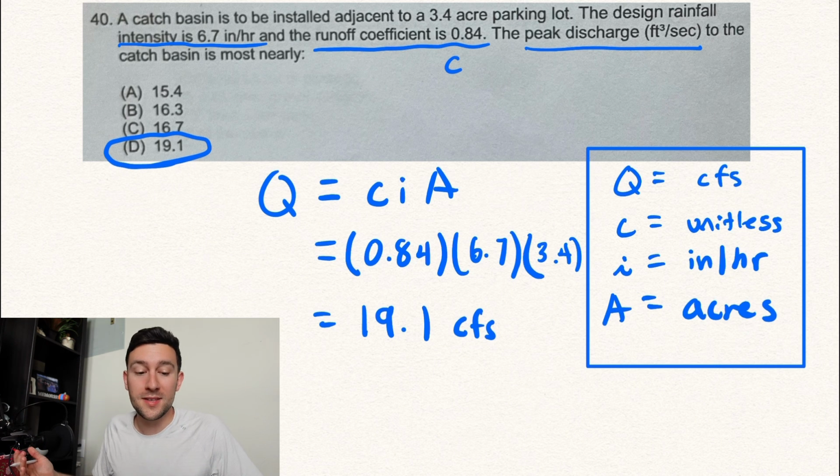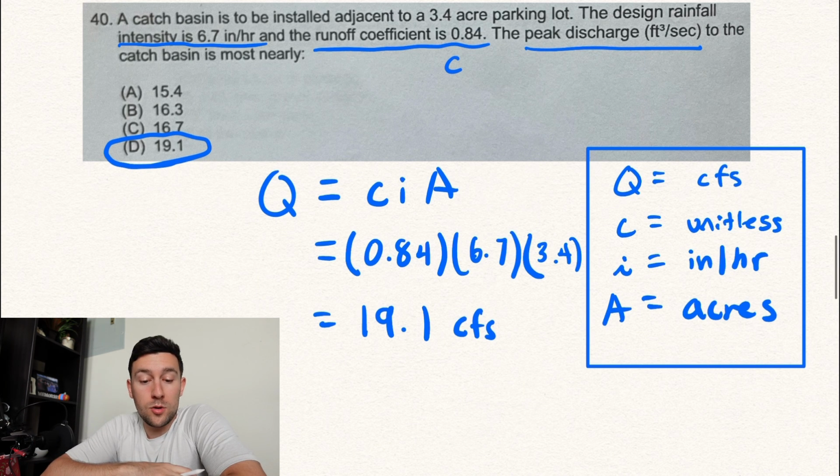Will you get a problem like this on the PE exam? Maybe, you might. One way that they might throw you a curveball is, instead of just giving you the rainfall intensity, they might give you a unit hydrograph and you have to determine what the intensity is. Another way is they could throw some different units at you, and you have to make sure that you're using the right units for the rational method.